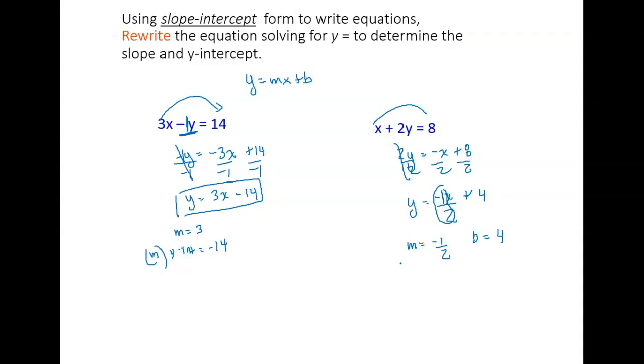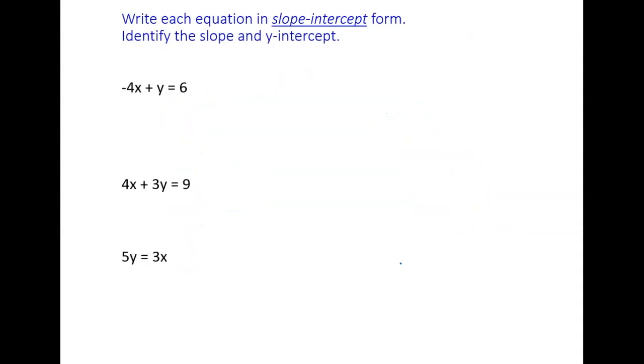So again, this is just your algebra, so if you need to review that, feel free. That's okay. Sometimes we forget how to do things when we don't use it. I'll do a couple more.